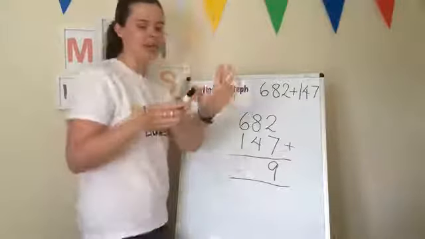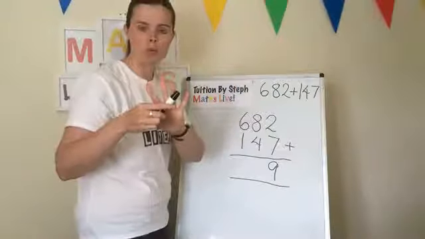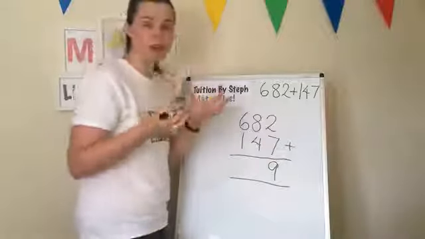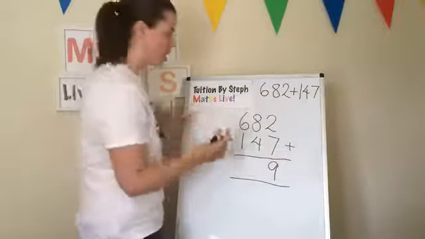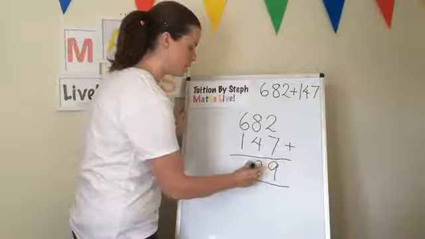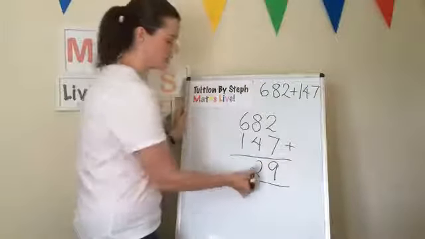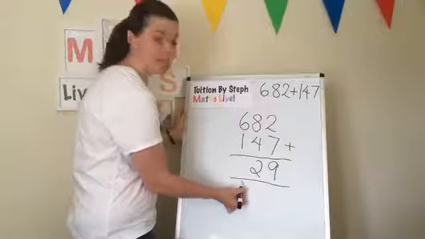4 plus 8, so 8, 9, 10, 11, 12. Okay, because we've got 12, it's a two digit number, we need to split it and regroup it. So the 2 in 12 stays, and the 1 is regrouped to the next column.